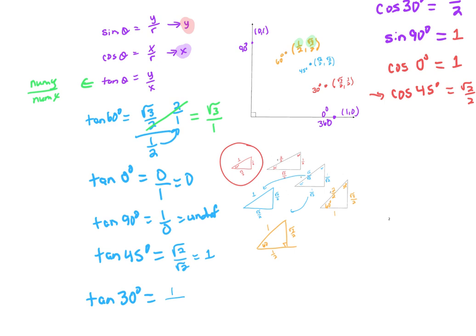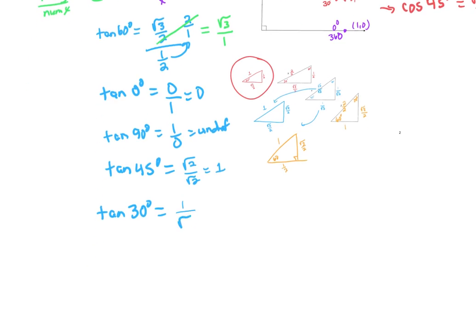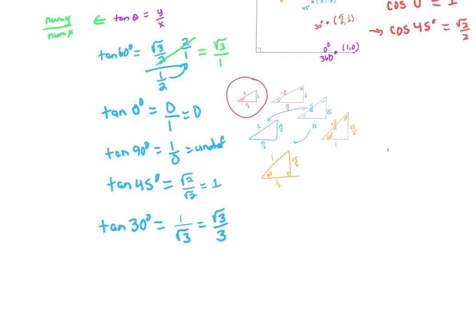That would be the 3. That would be the root 3, good. Okay, so here's why this one's not so pretty, because we get this 1 over square root of 3, and we have to rationalize that, so we get square root of 3 over 3. So that one's not quite so pretty. Okay?